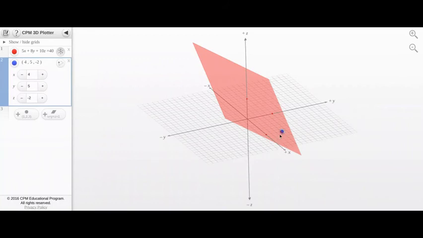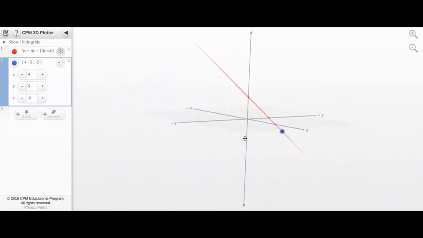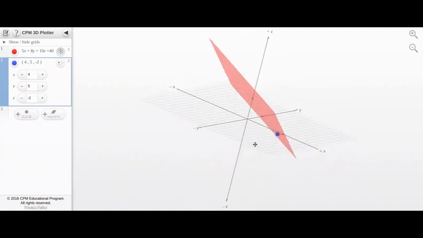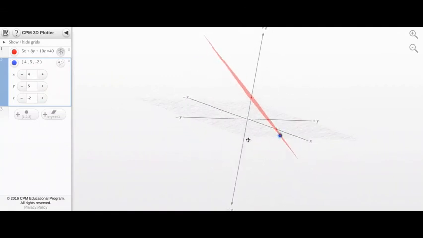So I need to determine if this is a solution or not. And I do that by looking here. I can see that my plane goes through that point. It's a little harder to see this way, but if I rotate my 3D grid, I can see that that is a solution because it fits on my plane.